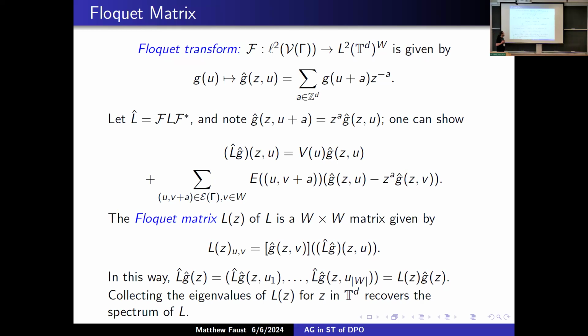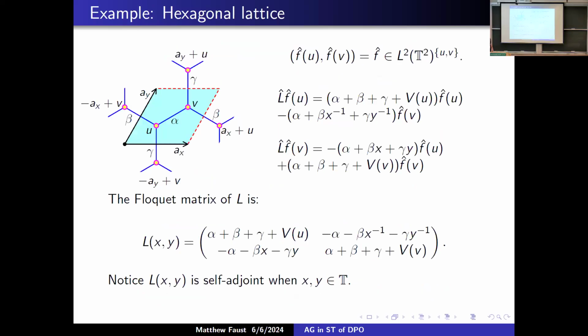The reason we're doing this is we can now recover the spectrum of our original operator L on the space of square summable functions, because L is unitarily equivalent to L hat, and the spectrum is just given by collecting the eigenvalues of L of Z as we vary Z over the d-dimensional torus. This is fairly dense, so let me just do an example that will hopefully make this easier to absorb.